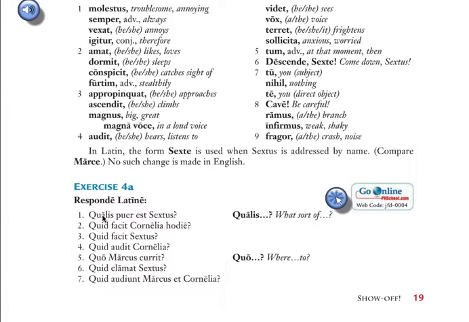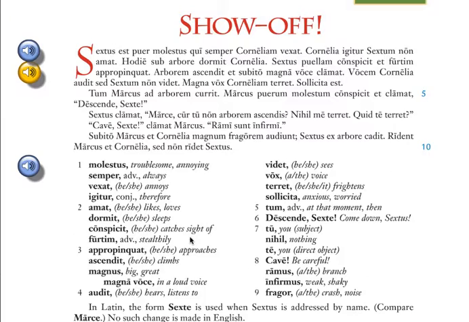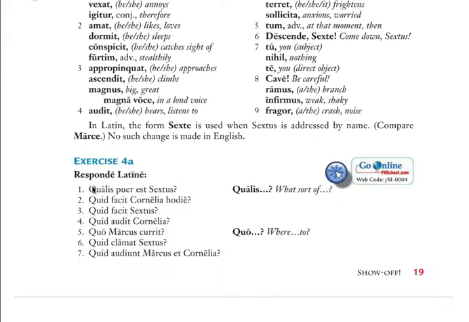So 4A, let's just do the first one here. Qualis puer est Sextus? We know that qualis means what sort of. So basically you go back to the story and find what kind of boy Sextus is. And I think we all know that Sextus est puer molestus. He's an annoying boy. Okay, so that's an answer for number 1 right there. You could also include the qui semper Corneliam vexat, who always bothers Cornelia. So go through all those 7 questions and answers, again, on a Google document.